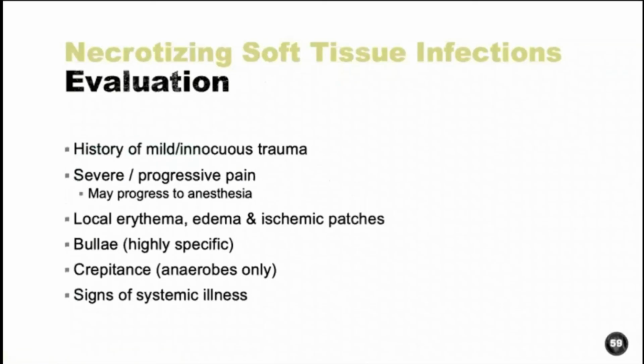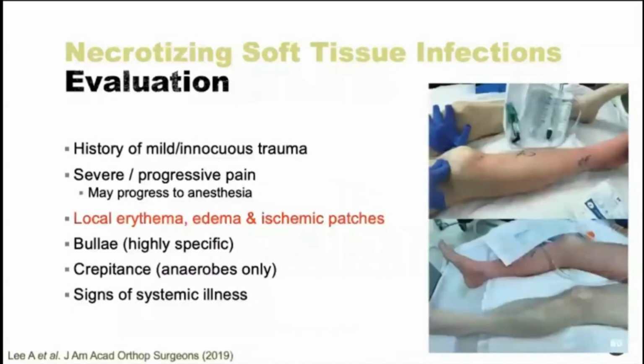Most of these patients have a history of very mild or innocuous trauma, but they present with severe and very progressive pain. And often, at the point where they're getting very sick, they may actually develop anesthesia in the limb or loss of pain. That's because the cutaneous nerve endings can actually be obliterated by the pathologic process itself. So patients will develop local erythema and edema, and you'll see these in the picture on the right here. Some patients will present with bulla, which are highly specific for necrotizing soft tissue infections. And you may have crepitance as well. That's what we often hear about in medical school, but recall that that's really only with anaerobic infections.